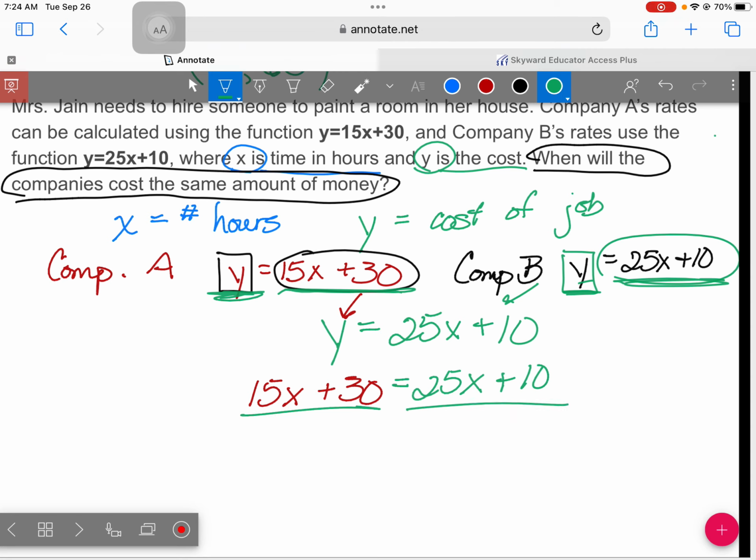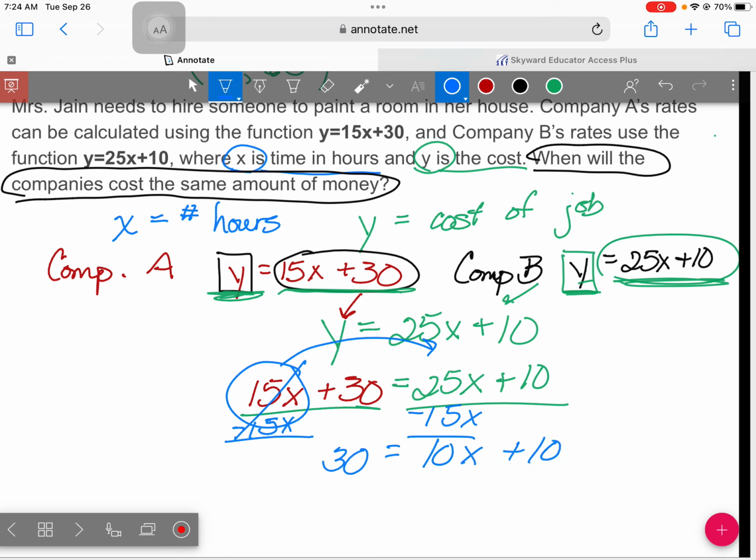And now what we need to do is just solve for x. Get your x's to one side, get your numbers to the other, okay? So I'm going to move my x's to the right. What would I do with that 15x, class? You would subtract it from 25. That's right. 30 equals 10x plus 10. Get your numbers to the other side. If that is a positive 10, I should subtract.